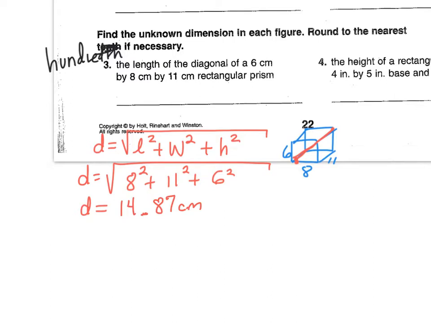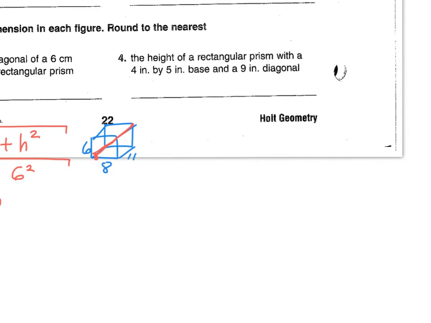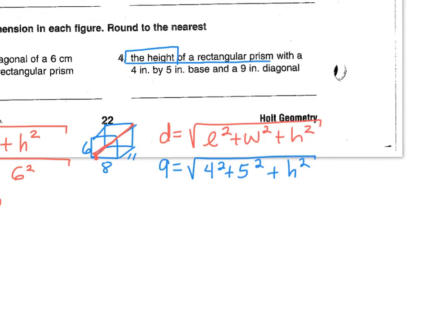Okay, now go ahead and try problem number 4. Set it up and then we'll continue together. So set up the equation for problem number 4. Okay, when you set up the equation, you're supposed to have 9, because that is the diagonal. 9 equals the square root of 4 squared plus 5 squared plus h squared, and we're looking for the height.